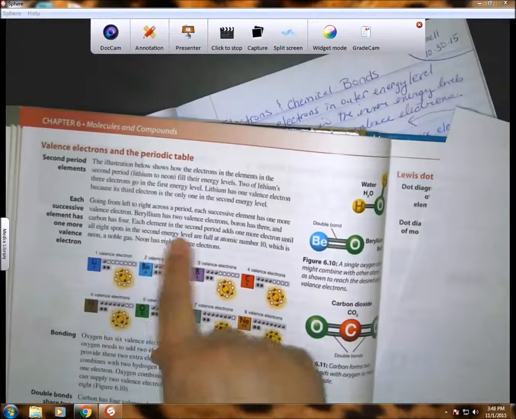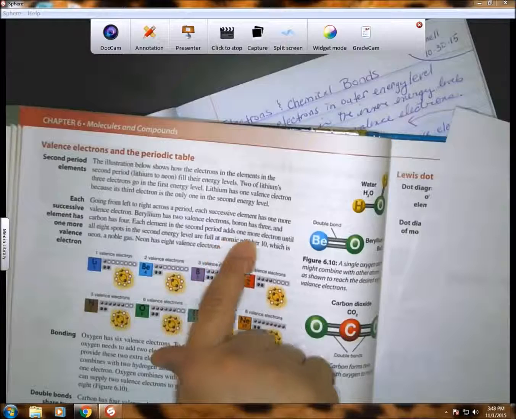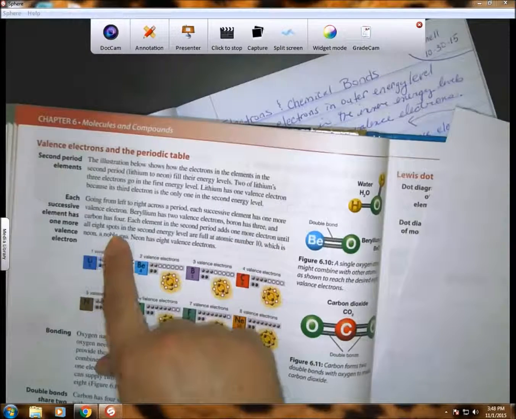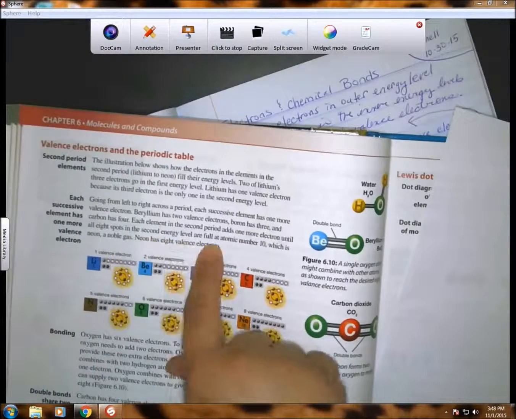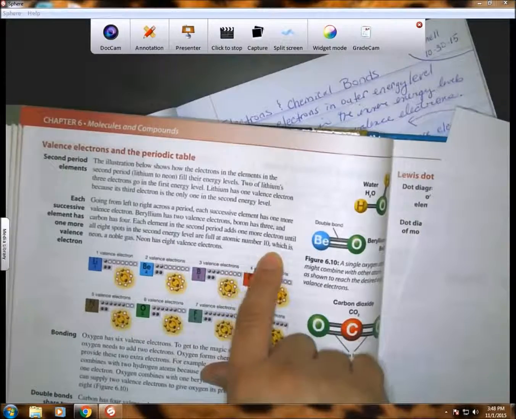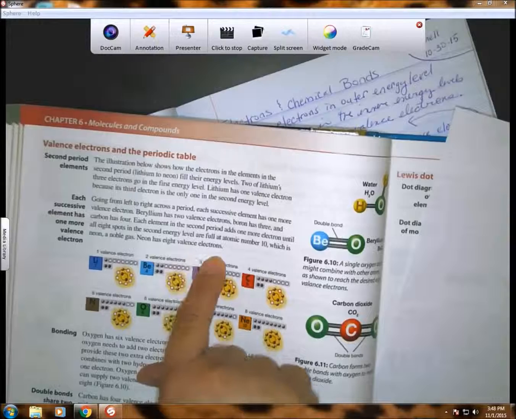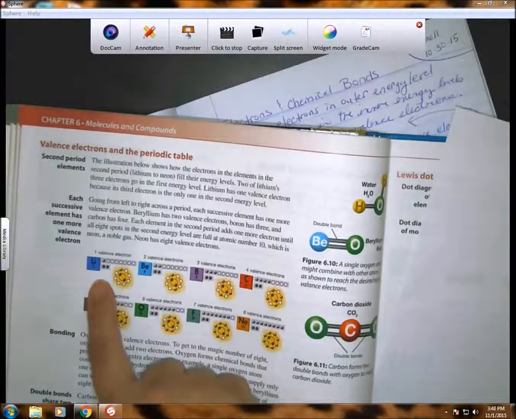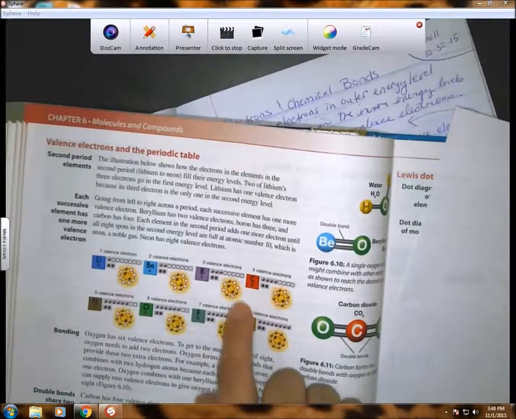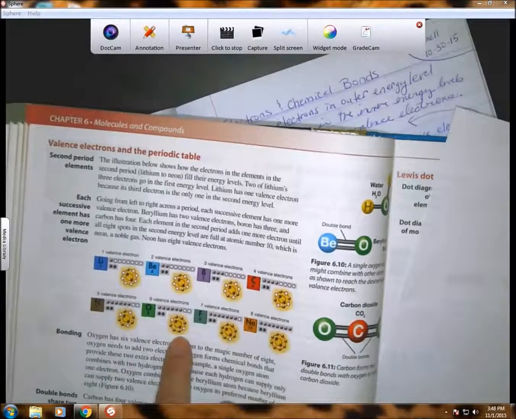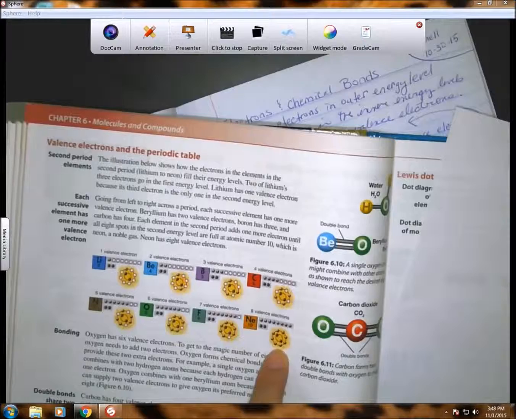Each element in the second period adds 1 more electron until all 8 spots in the second energy level are full at an atomic number of 10, which is neon, a noble gas. Neon has 8 valence electrons. So this is just showing us period 2. We have 1 valence electron, 2, 3, 4, 5, 6, 7, and 8 valence electrons.